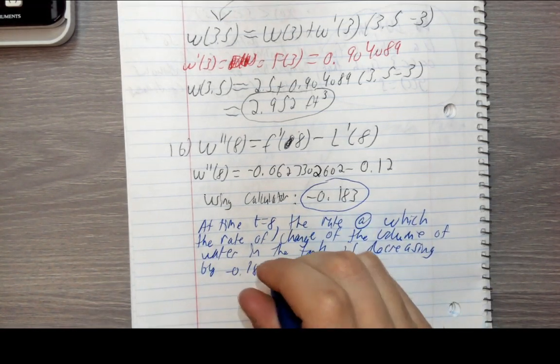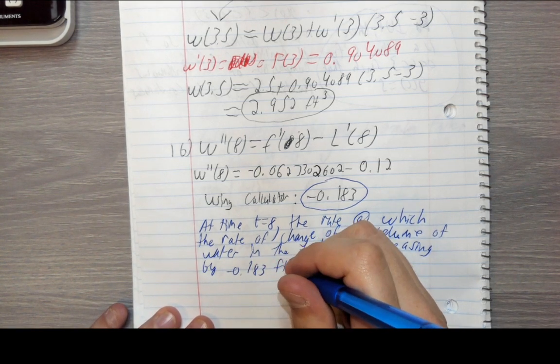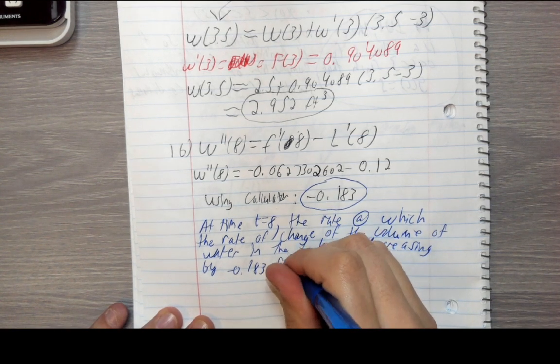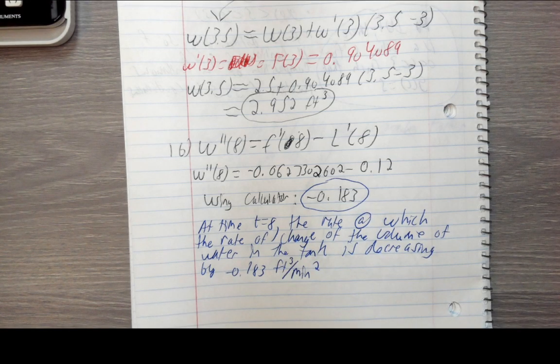Negative 0.183. We still have feet cubed, but instead of per minute, it's per minute squared. So it's feet cubed per minute per minute. That's the second derivative. The normal value is just feet cubed, right? Volume is feet cubed. The derivative is feet cubed per minute. The second derivative is feet cubed per minute per minute.